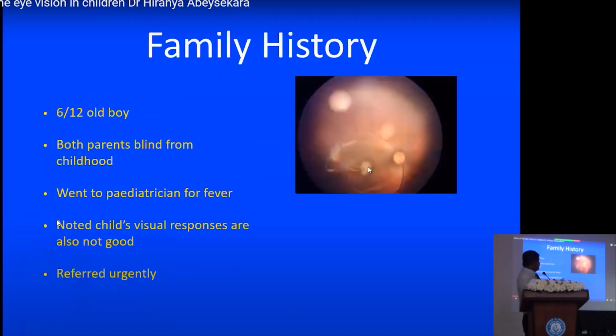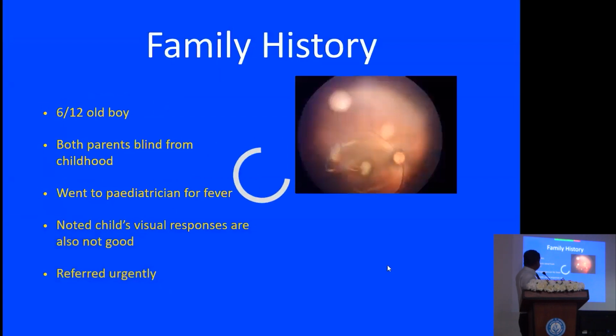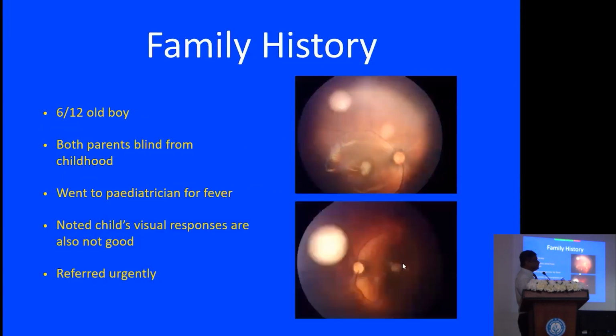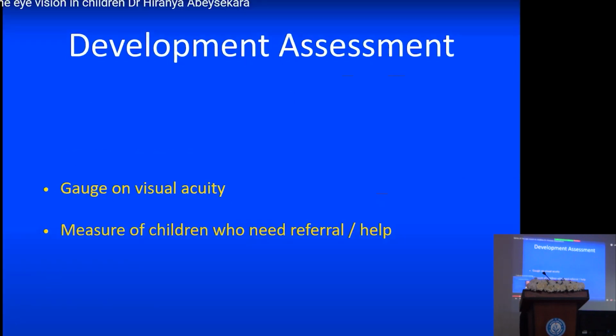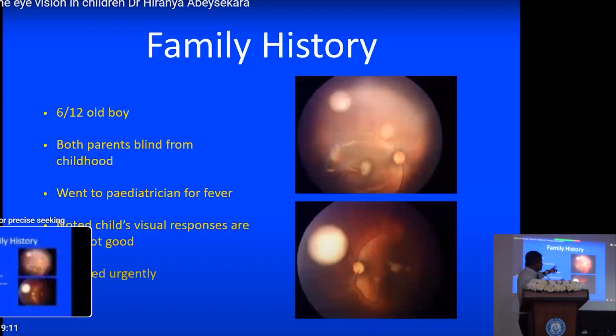So take this case as an example. This is a 6 month old baby. The child presented to the pediatrician with fever. The pediatrician noted that the mother's eyes were removed when she was a baby. When the pediatrician asked for the history, the mother didn't know anything about it. The pediatrician then referred the child. The pediatrician had not seen any ocular problem in the child, but asked the family to go to an eye surgeon. The eye surgeon noted the child had multiple tumors in the eye. So this is a bilateral retinoblastoma.